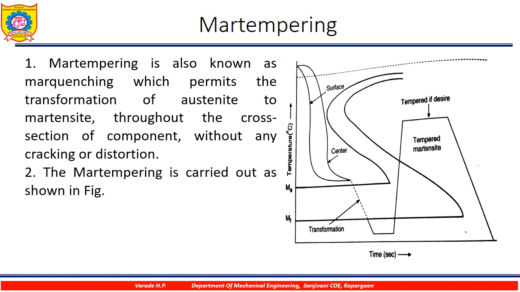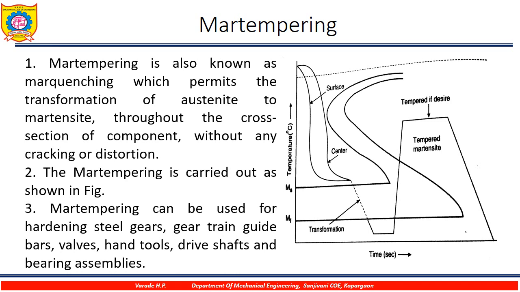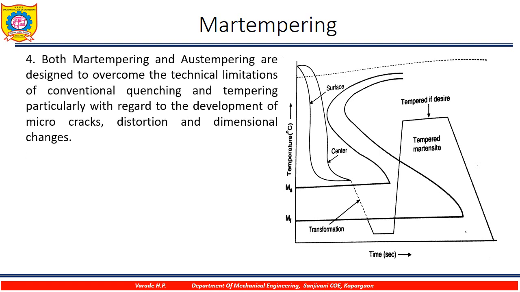Martempering is carried out as shown in the figure. Martempering can be used for hardening steel gears, gear trains, guide bars, valves, hand tools, drive shafts and bearing assemblies. Both Martempering and austempering are designed to overcome the technical limitations of conventional quenching and tempering, particularly with regard to the development of micro cracks, distortion and dimensional changes.